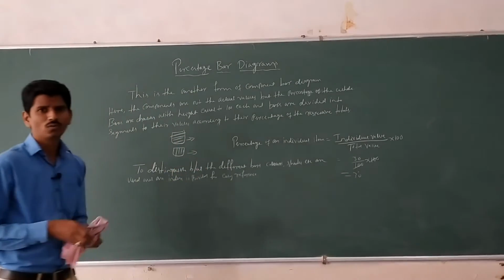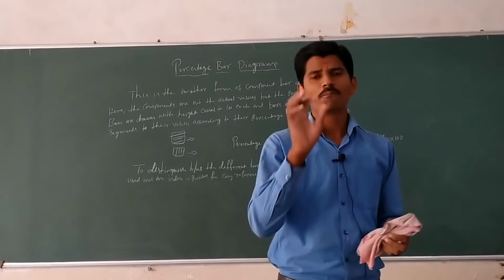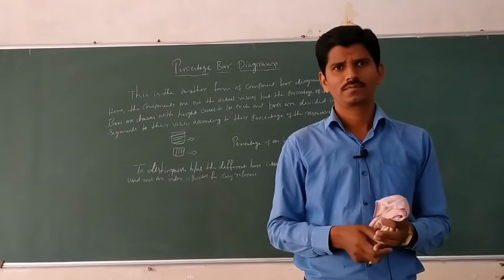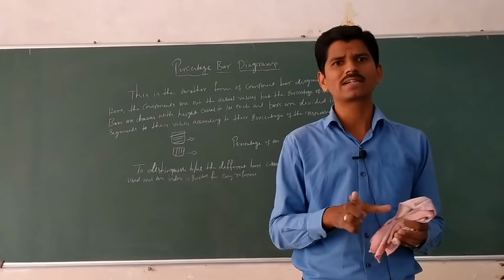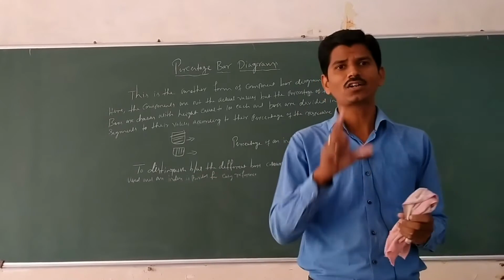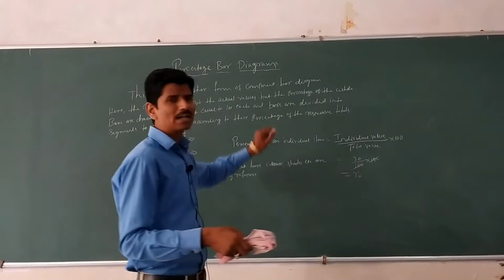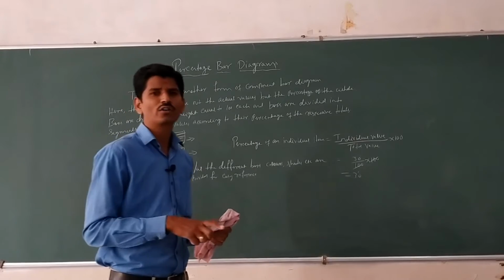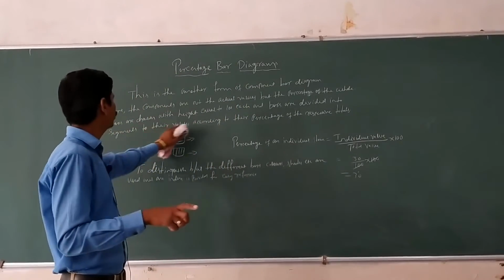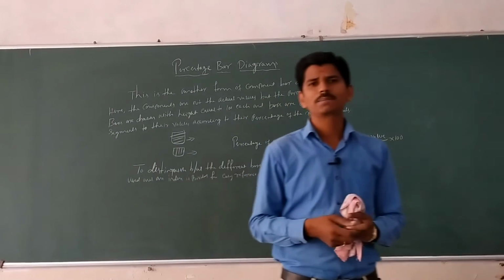Okay, got it? Here it is also one type of component bar diagram. Here the components are not the actual value but the percentage of the whole. The bars are drawn with height equal to 100 each, and bars are divided into segments according to their values, according to their percentage of the respective totals.